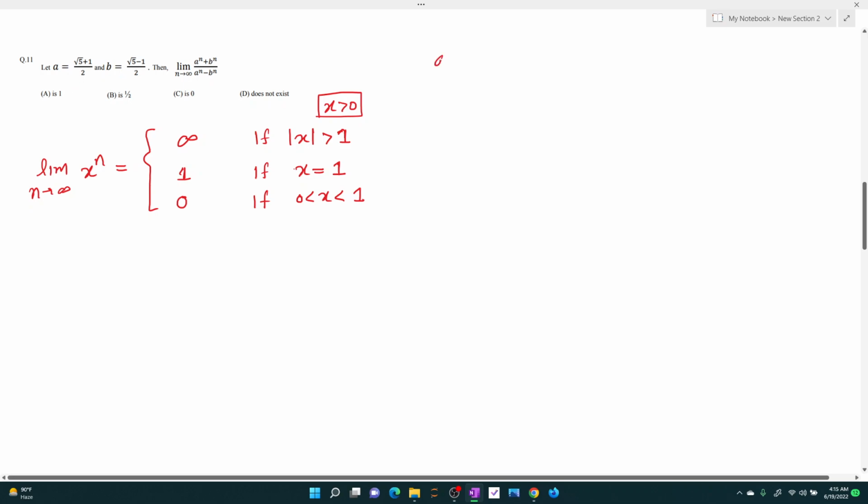So here you can see that the value of a is nothing but root 5 plus 1 by 2. And my point here is root 5 is something greater than 2 and we are adding 1. So the numerator is greater than 2, and when we divide by 2, the value is going to be greater than 1, right? That simply means the limit as n approaches infinity of a power n is nothing but infinity, right?